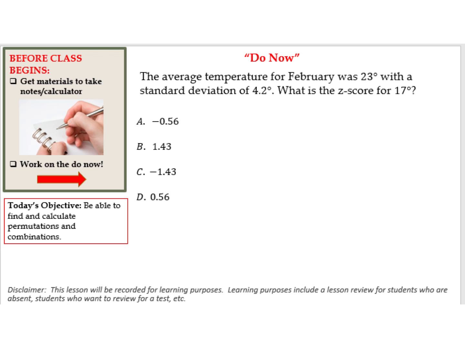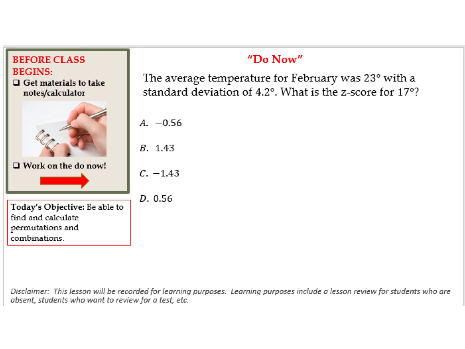All right, looking back at what we did in the previous lesson, we're going to be finding the z-score for this set of information. We're told that the average temperature is 23 degrees. We are told the standard deviation is 4.2, and we are told that we want to know the z-score for a temperature of 17 degrees. So our x value is 17.